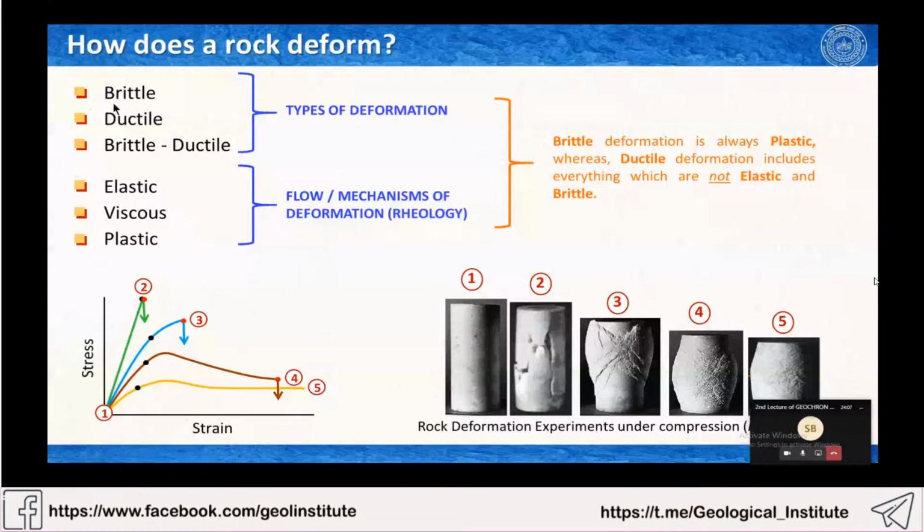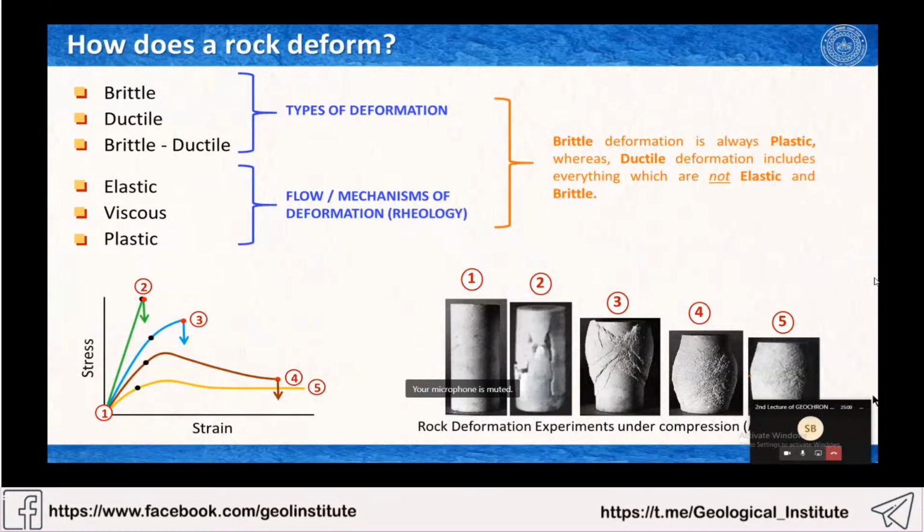Now, brittle, ductile and brittle-ductile, with the rheological terminologies, are somehow different in the way we look at them, but however you can combine them. You can say that all brittle deformations are somehow plastic, whereas you can consider the ductile deformation to include everything which is not elastic and also not brittle, because ductile is a continuous deformation without losing cohesion. We can also talk about the time-dependent, or rather strain rate-dependent, features of this deformation. So viscous is something which is time-dependent but neither elastic nor plastic. And these three can be combined in many different ways. In this lecture, we'll try to see both in their respective ways through the experiments.